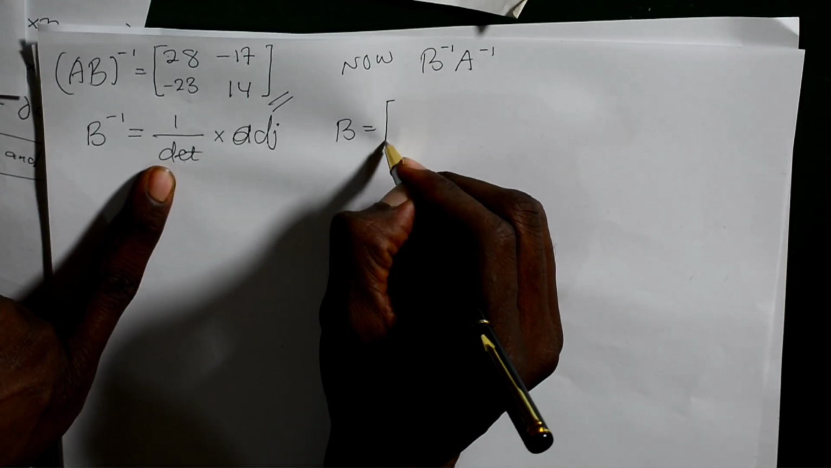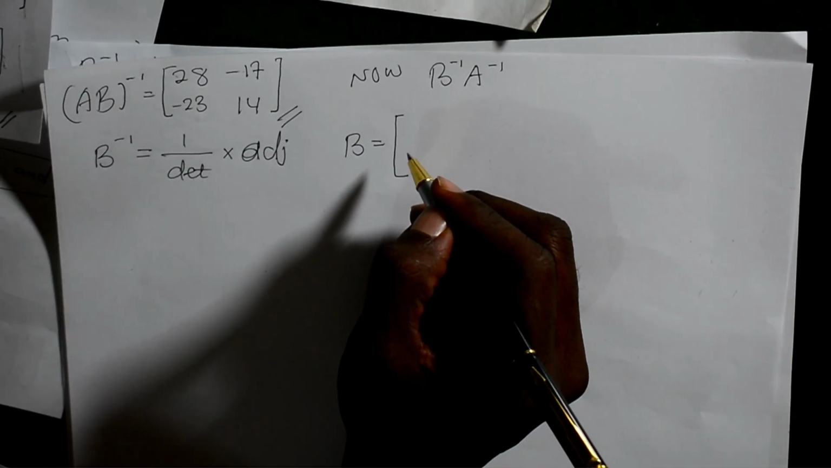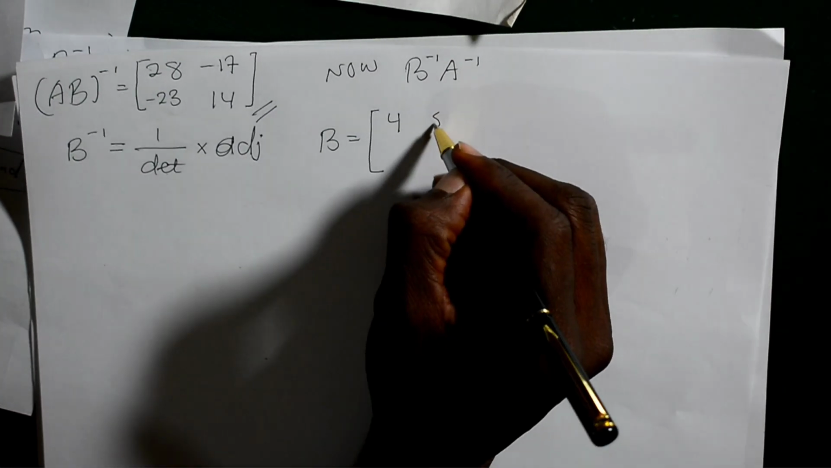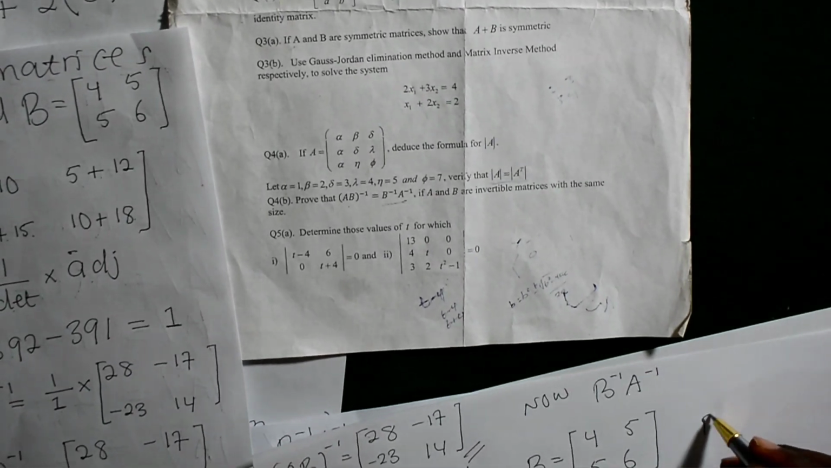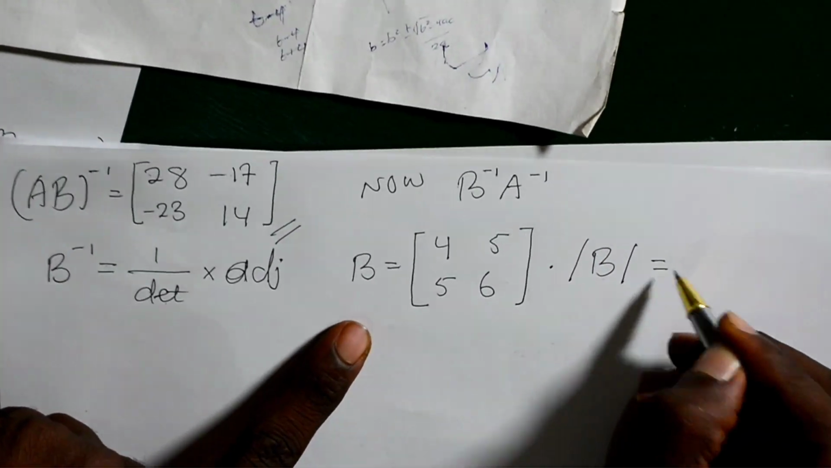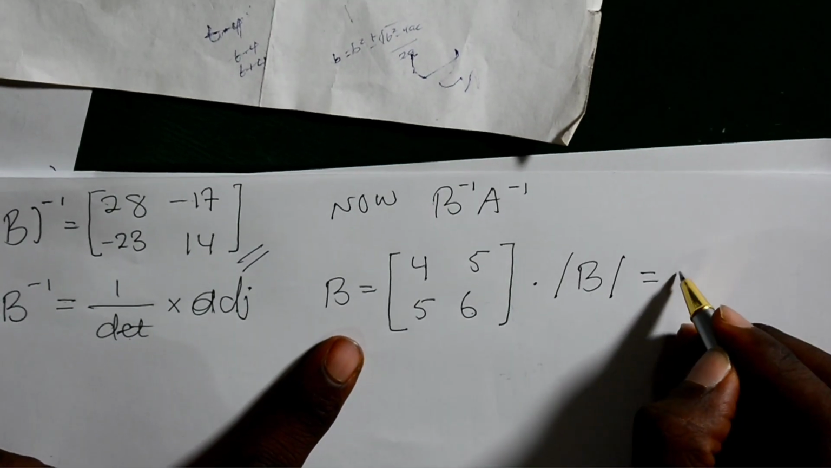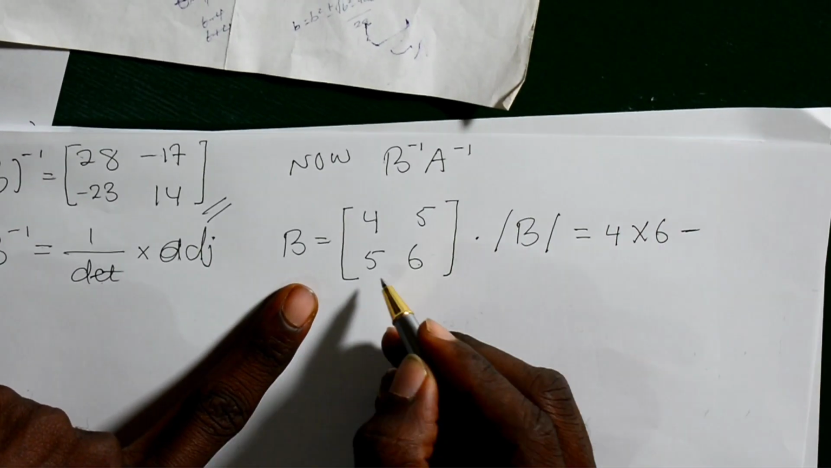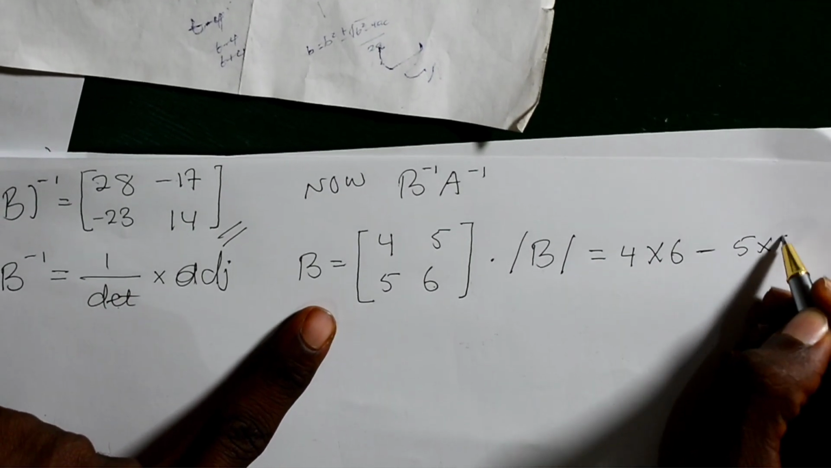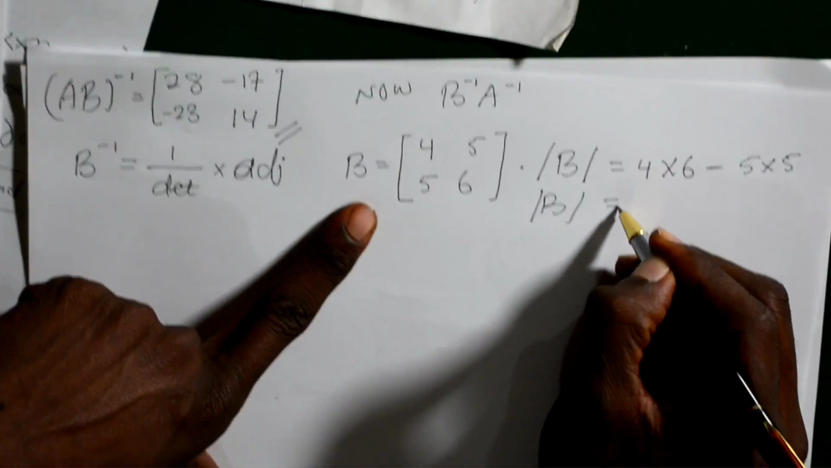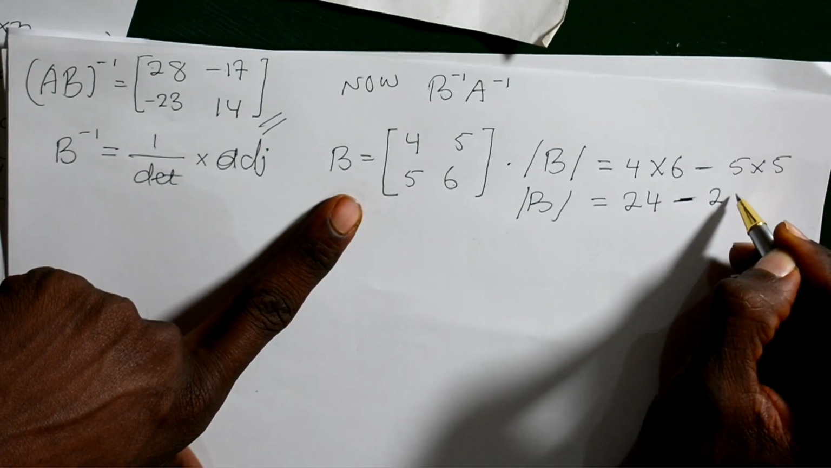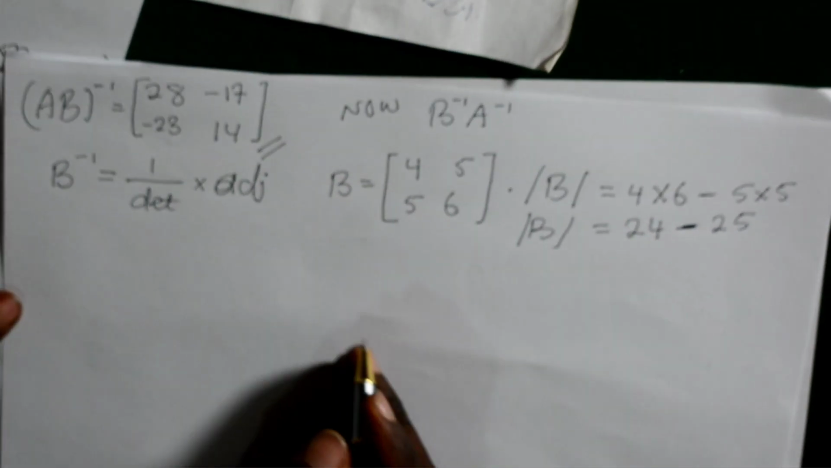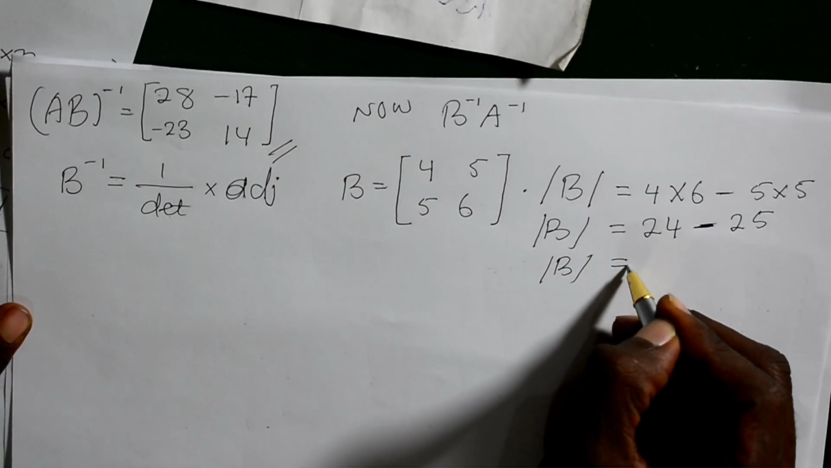B, as we produced the matrix, is a matrix of 4, 5, 5, and 6. So now the determinant of this matrix will be 4 times 6 minus 5 times 5. That means the determinant of B will be equal to 24 minus 25. Determinant of B will be equal to minus 1.